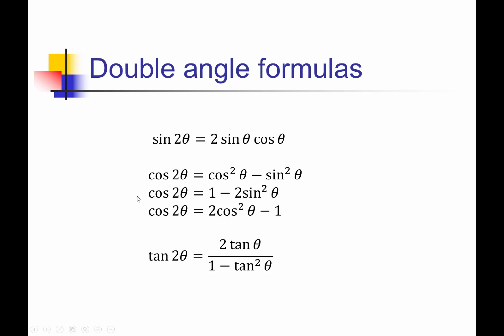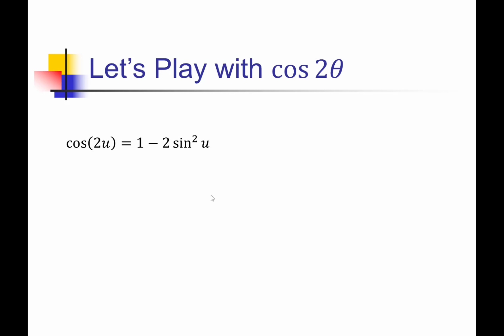And we're going to specifically focus on the cosine 2 theta formulas: cosine 2 theta equals 1 minus 2 sine squared theta, and cosine 2 theta equals 2 cosine squared theta minus 1. So focusing on the sine squared version, cosine 2u equals 1 minus 2 sine squared u.